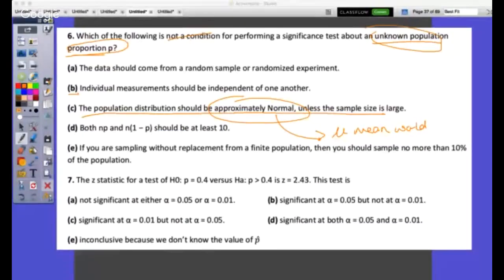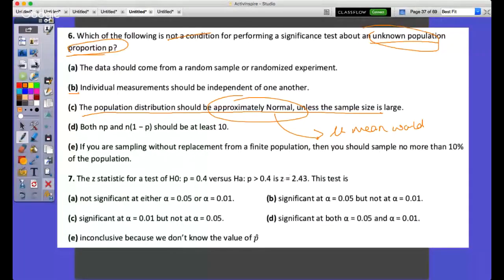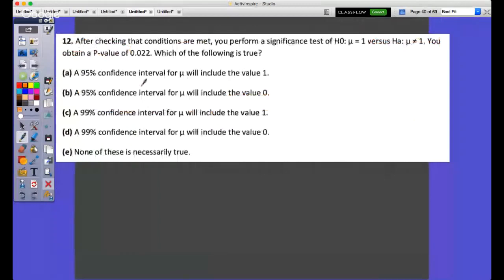Okay. Number 12, and Eric, stop me if you have a question here. After checking the conditions that are met, you perform a significance test of H0: mu equals 1 versus Ha: mu is not equal to 1. You obtain a p-value of 0.022. Which of the following is true? Now, this relates to a confidence interval. Okay. So here's our 95%.